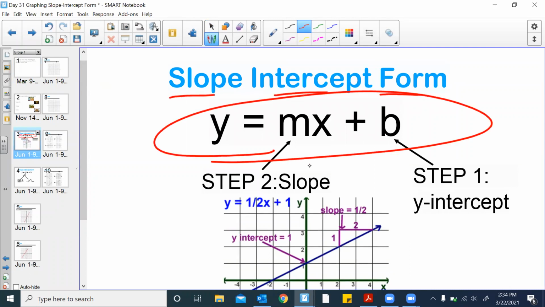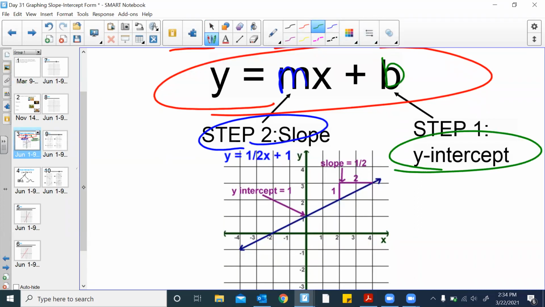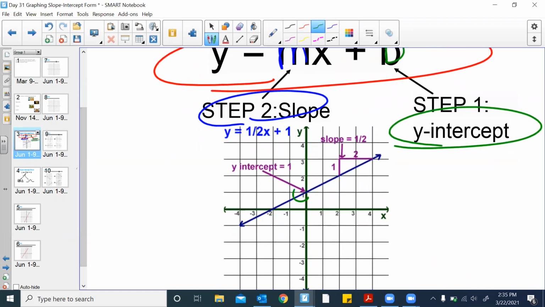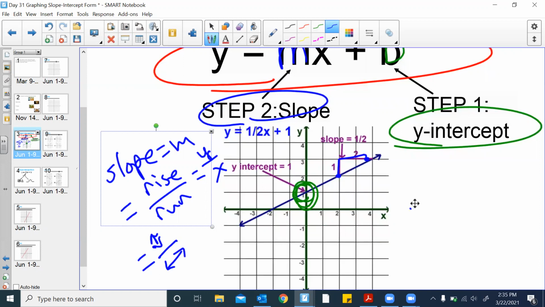Make sure you have this formula down, right? Make sure that you know that your M here is your slope, and that your B here is your y-intercept. Remember, your y-intercept is where it crosses the y-axis, and your slope is going to be rise over run. All right, slope, or M, is going to be your rise over run, or your y over x, or your up and down over your left and right, your vertical over horizontal.